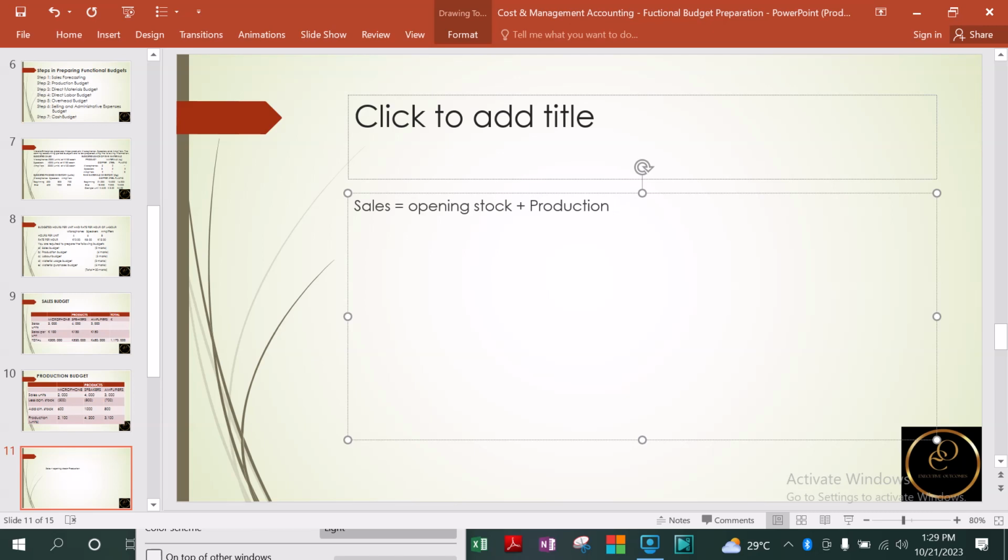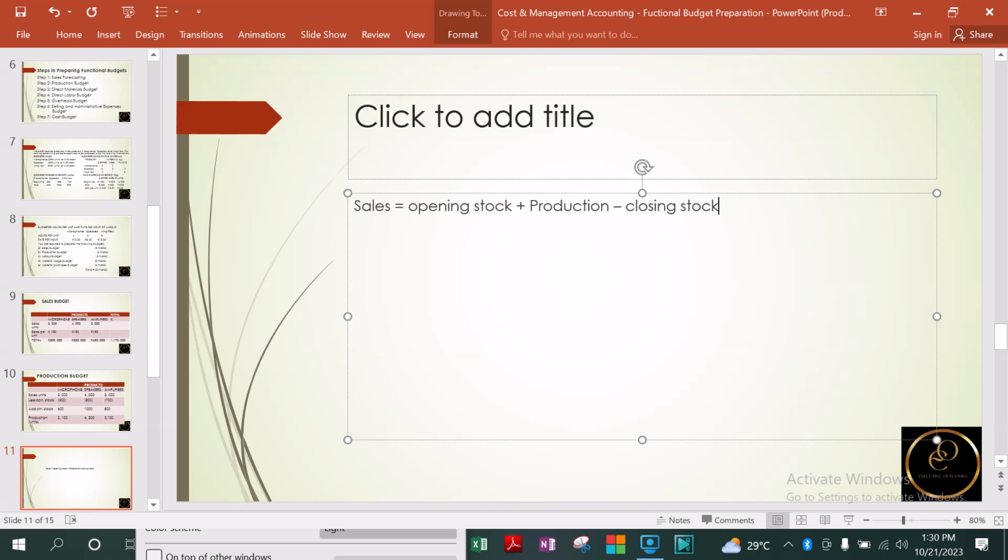Then if we remove what we remained with, that is, we remove the closing stock, that will give us the quantity we sold. So opening stock plus production gives you the total items available to be sold. Then if you remove the closing stock, it simply gives you what you actually sold. That's the idea.